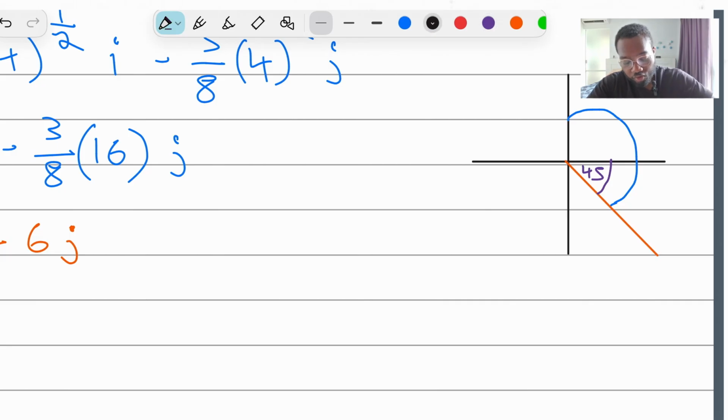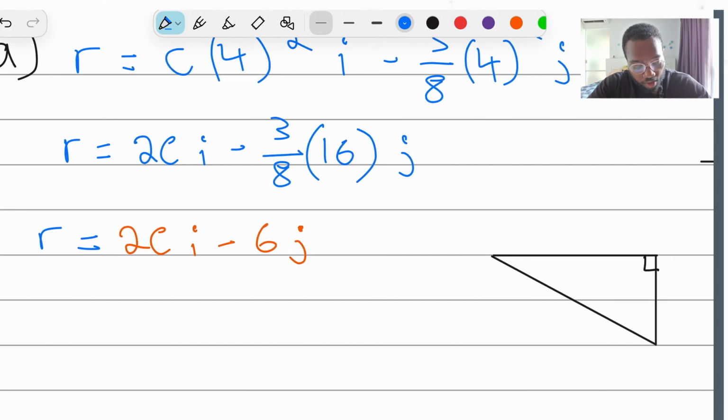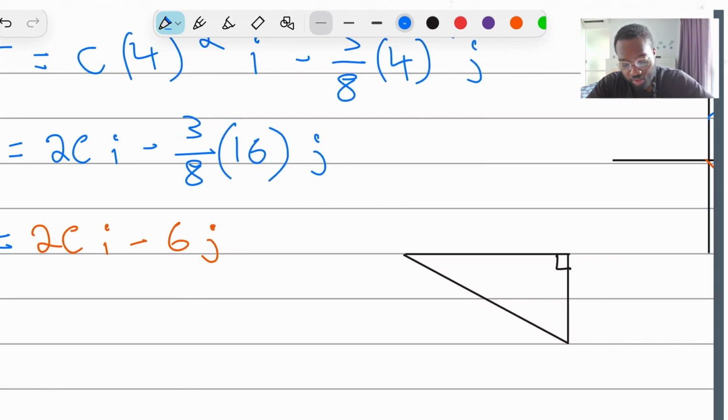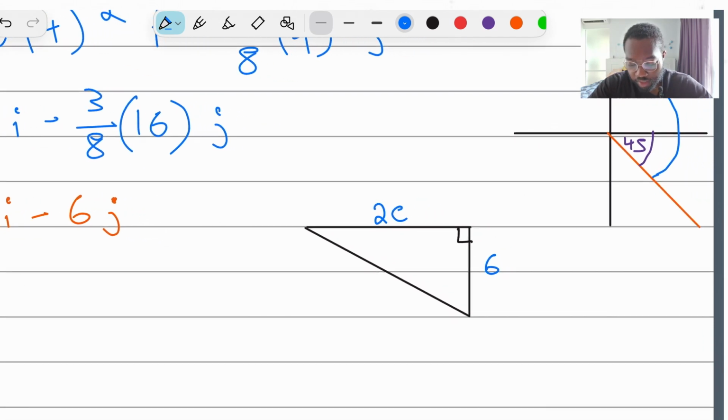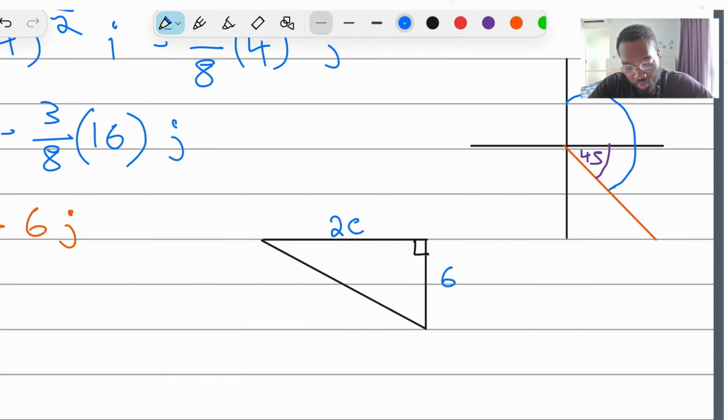So if we know that, we can draw a right angled triangle here, like this, and then it goes down like this, and like this. What do we know about this? From what we just worked out, it would be 2c i minus 6j. So this would be 2c here, and this would be 6 here, which makes perfect sense if you look at the bearing. We also know that this angle to the horizontal is 45, due to the bearing. And we want to prove that c is 3.